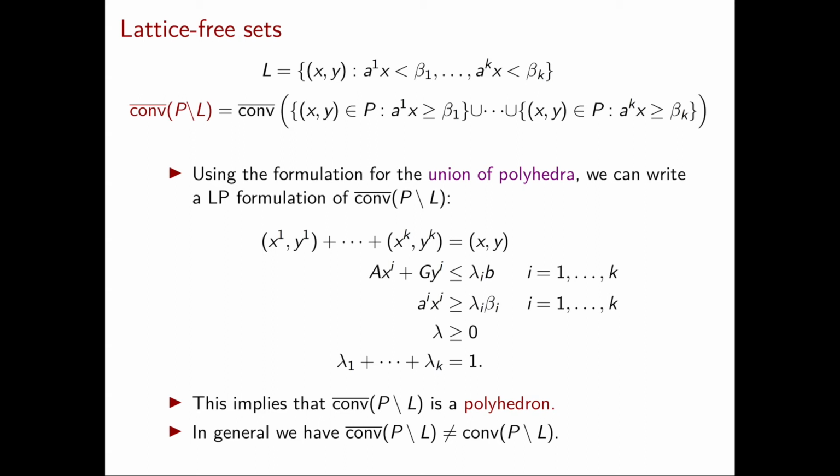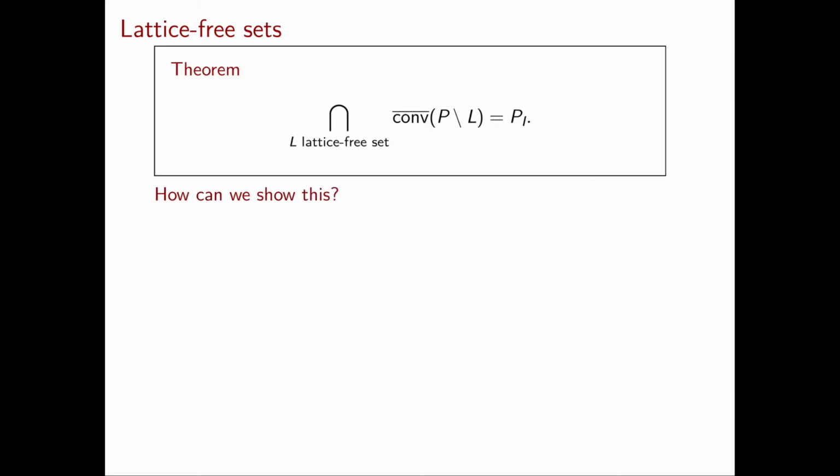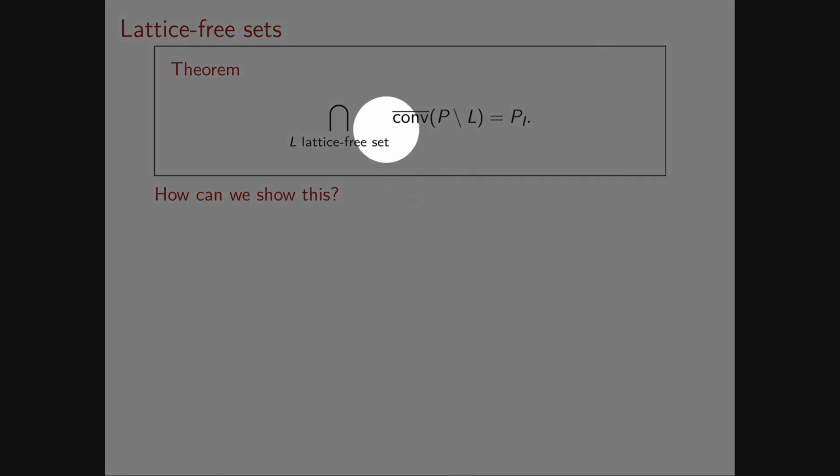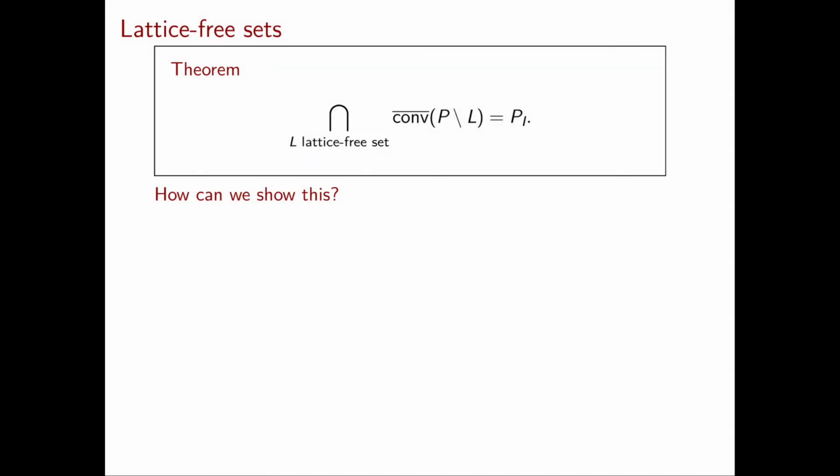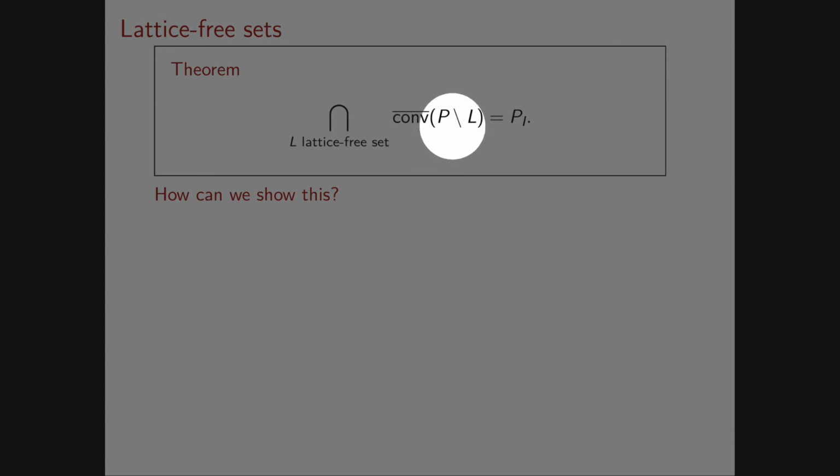So, I guess you now expect me to define the lattice-free closure and then analyze if such a closure does converge in infinitely many iterations to the mixed integer hull or not. Well, it turns out that we don't even need to do that. In fact, if we defined the lattice-free closure of P, it would be exactly this definition. It would be the intersection of the closed convex hull of P minus L over every lattice-free set L. However, in this case, one can show that this intersection is already the mixed integer hull.